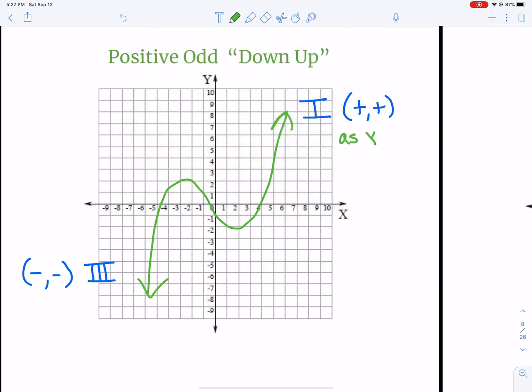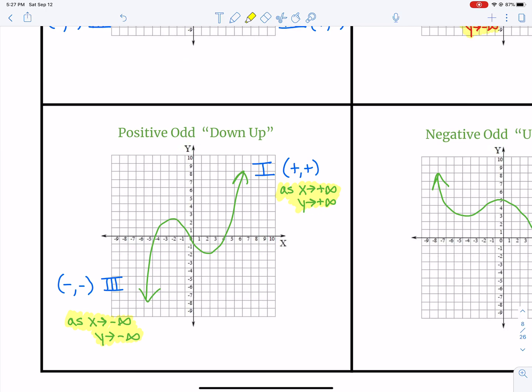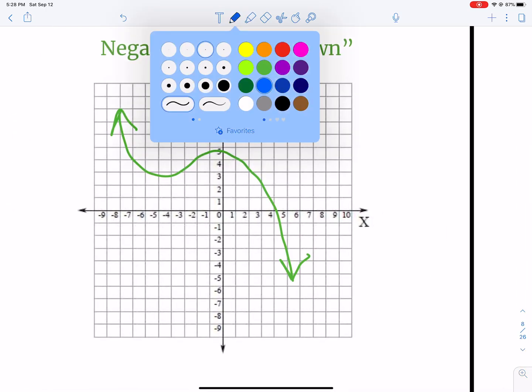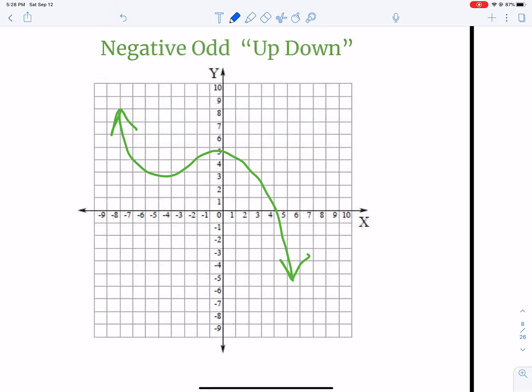So we would say as x approaches positive infinity, y is also approaching positive infinity. That's how that end of your graph is behaving. And this other end of our graph is behaving as x approaches negative infinity, y is also approaching negative infinity. So again, practice writing in this notation and think of your quadrants to make it easy for yourself. And let's look at the last example. If we have a negative odd function, notice this one's negative because it's going overall in a downward trend.